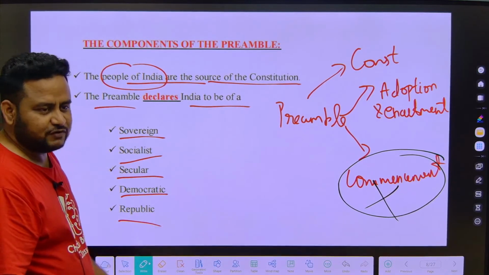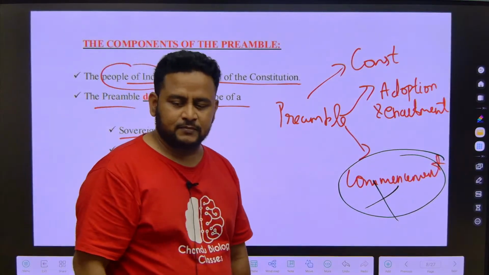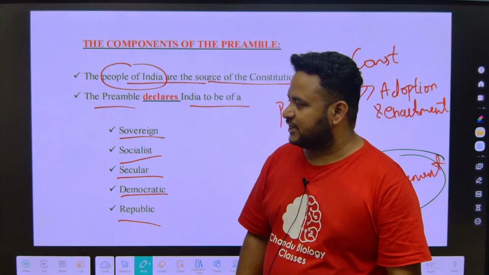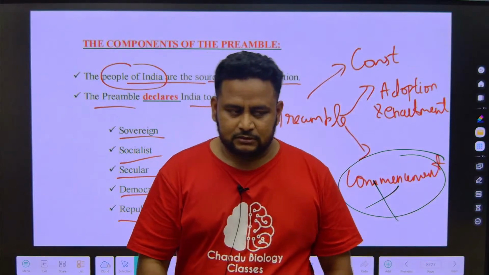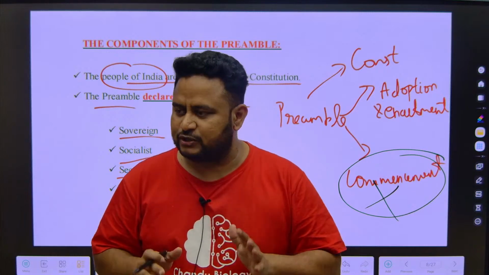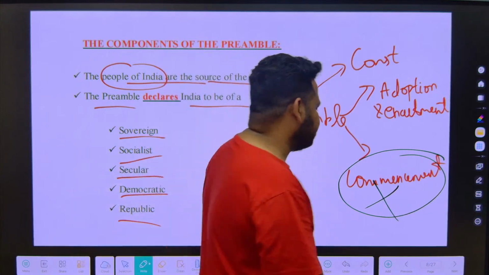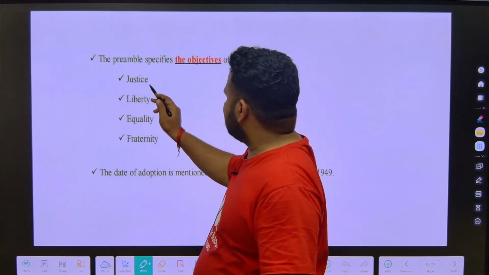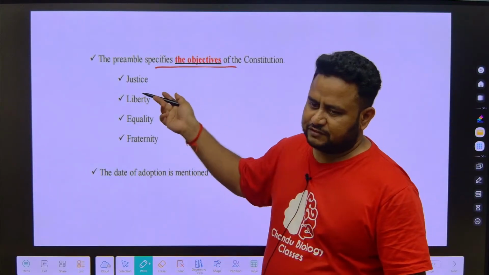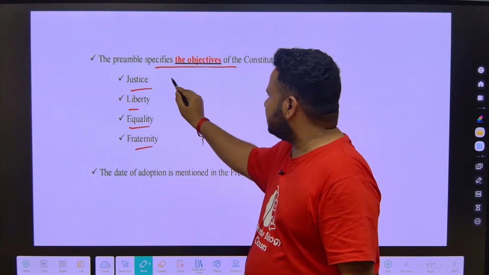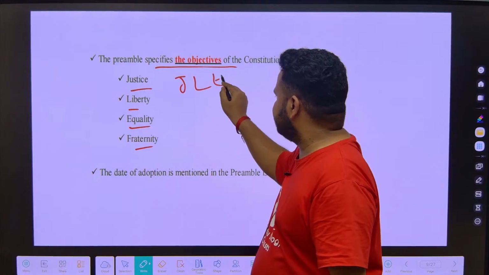Now it is important for us to understand what is sovereign, what is socialist, what is secular, what is democratic and what is republic. In general also we should understand what type of sovereign we are, everything with respect to India. So let us start with sovereign. And the preamble also specifies the objectives or values, that is justice, liberty, equality and fraternity. To remember this you can write it as JLEF.